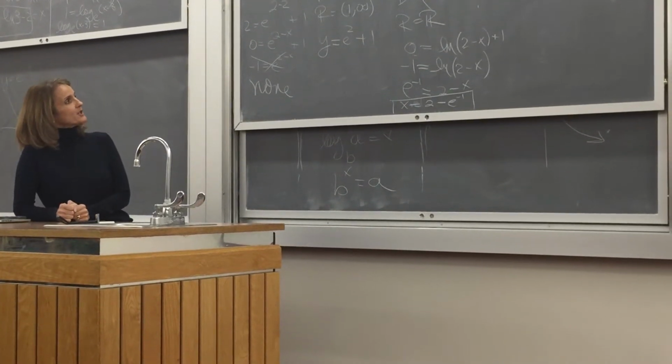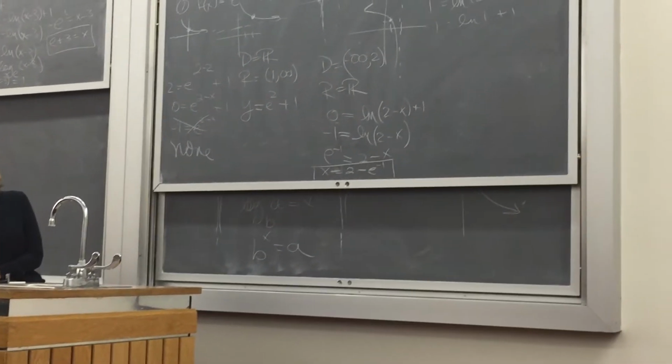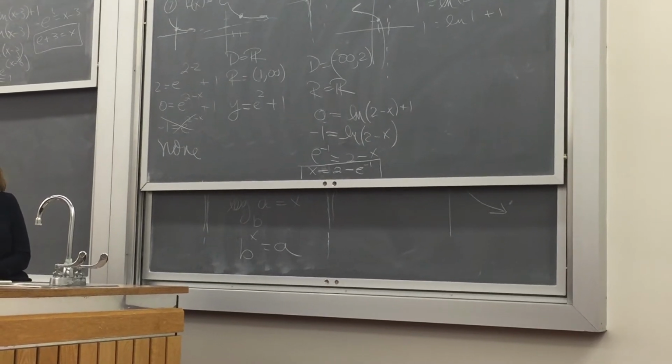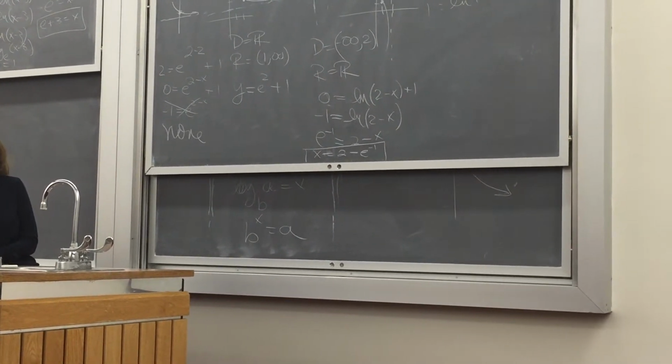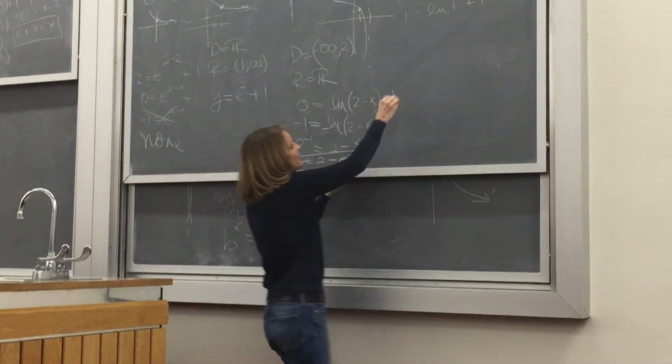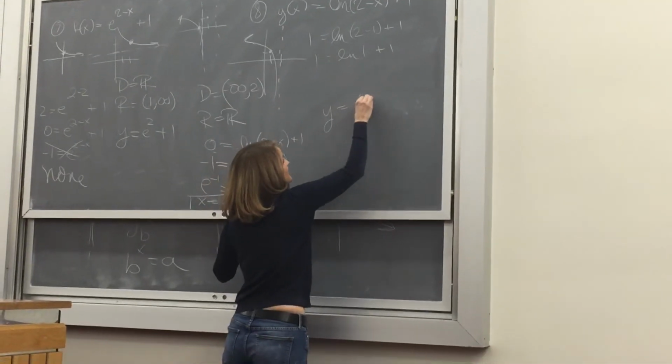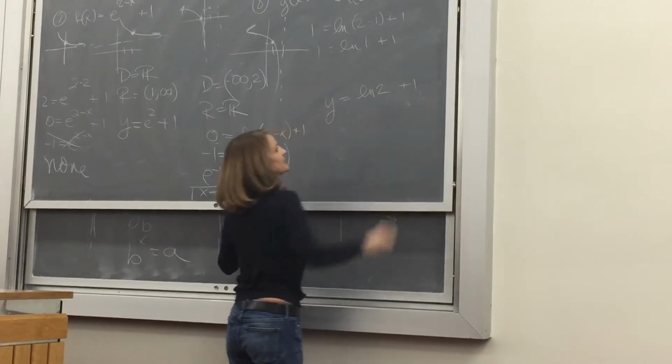Okay, does it have a y-intercept? Yeah. How do I find the y-intercept? I forgot. For the y-intercept, we put 0 in for x. Oh yeah, I remember now. So y-intercept equals the natural log of 2 plus 1.